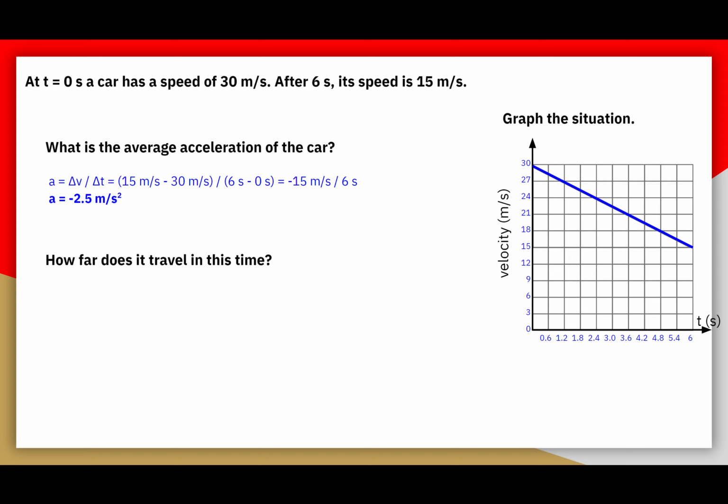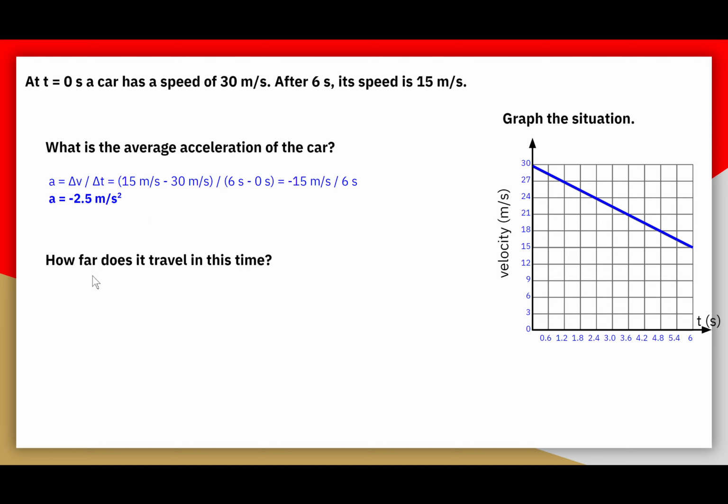My second vertical point was 15. My first was 30, which is why it's 15 meters per second minus 30 meters per second. And then for my x-axis values, that's run. 6 minus 0. So acceleration will be negative 15 meters per second over 6 seconds. When I simplify that so that way I have a base 1, my acceleration would then be negative 2.5 meters per second each second, or negative 2.5 meters per square second.